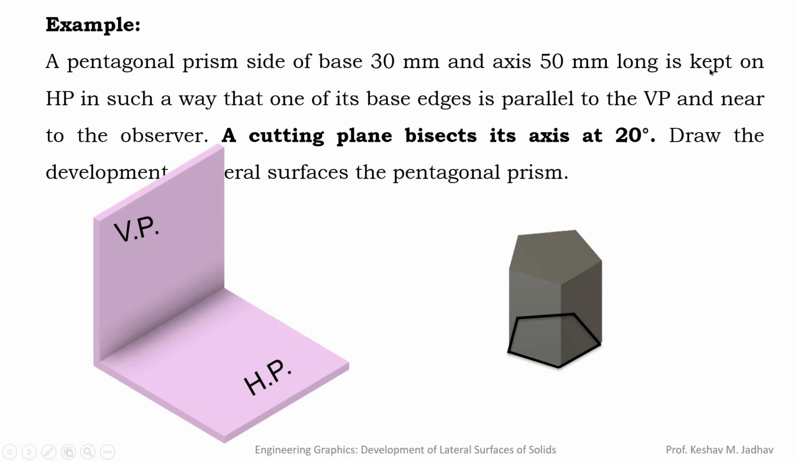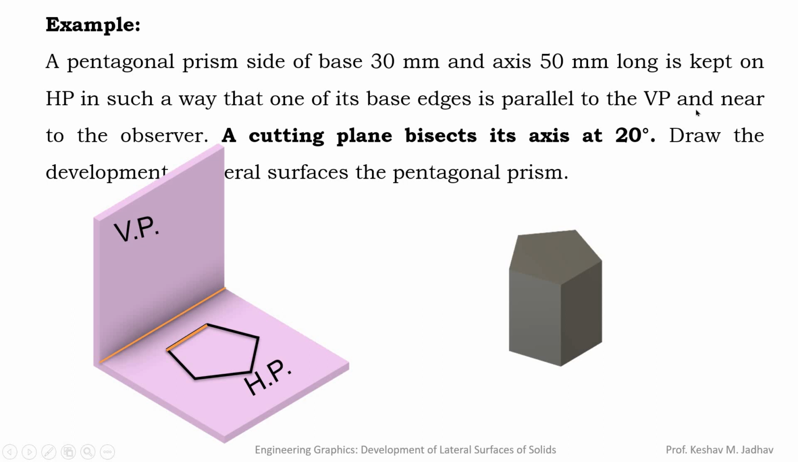Now further it is given that it is kept on horizontal plane in such a way that one of its base edges is parallel to vertical plane. So there are 5 edges to base of this prism. So one of its edges, let us consider this edge. So this edge should be parallel to vertical plane. So if you keep this pentagonal prism base like this, then this edge is parallel to vertical plane. We can also keep this base like this, so that this edge is parallel to vertical plane.